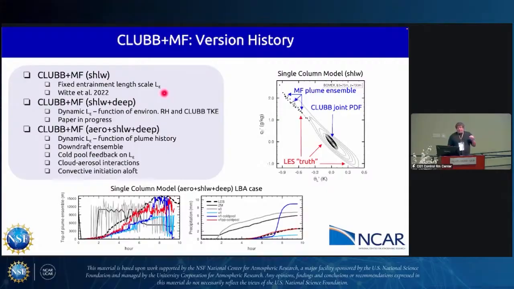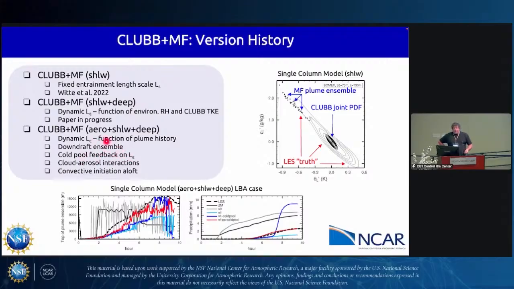So then we extended to deep by coming up with an entrainment length scale formulation as a function of the environment. And the latest, greatest version I call CLUBB-MF Arrow down here. Here the entrainment length scale is a function of plume history properties. We also have an explicit downdraft ensemble. And that actually allowed us to make a cold pool feedback on the entrainment length scale.